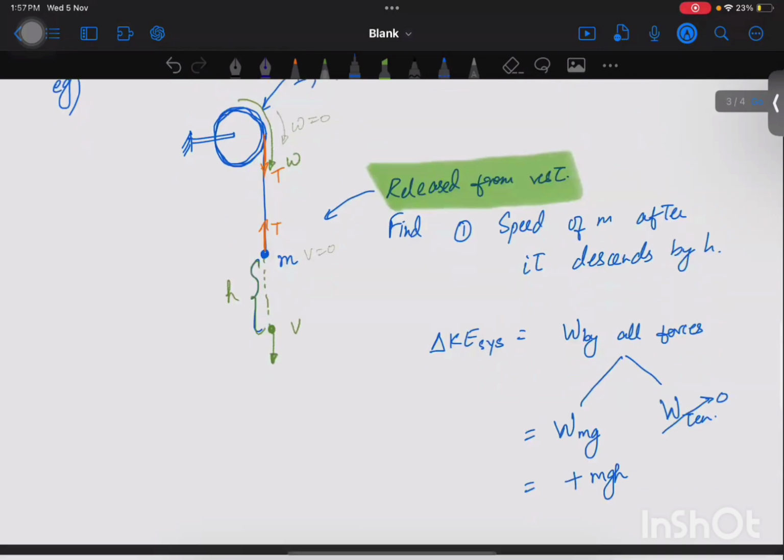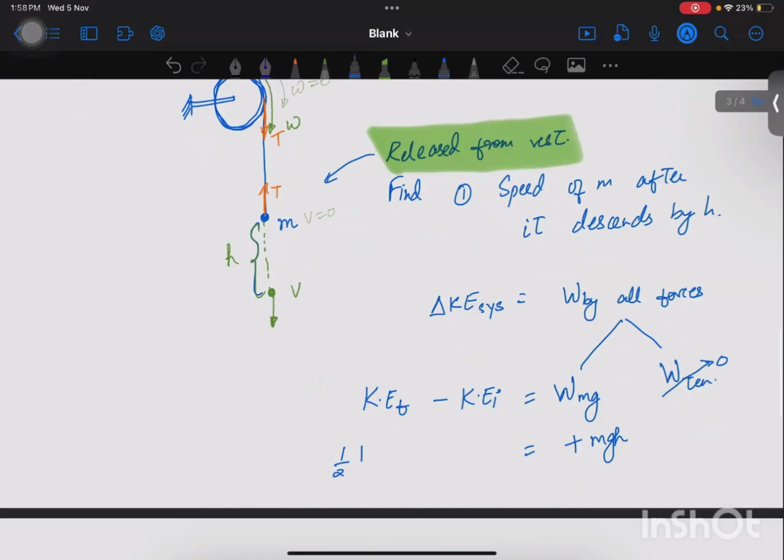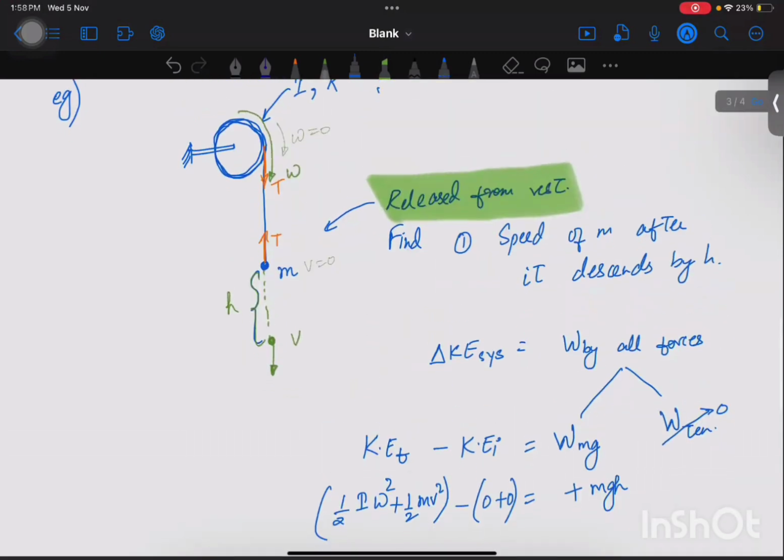Now, what is the final kinetic energy of the system? Because the pulley is rotating, it has half I omega square. Because the particle has this much speed, it has half m v square. So let's write over here final kinetic energy minus the initial kinetic energy. Final kinetic energy is nothing but half of I omega square plus half of m v square, because both of them have kinetic energy. Initial kinetic energy is 0 for both of them. The problem here is we need to find the speed v, but omega is not known to us.